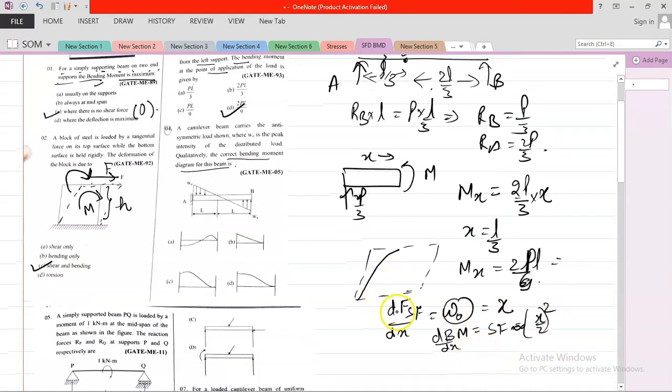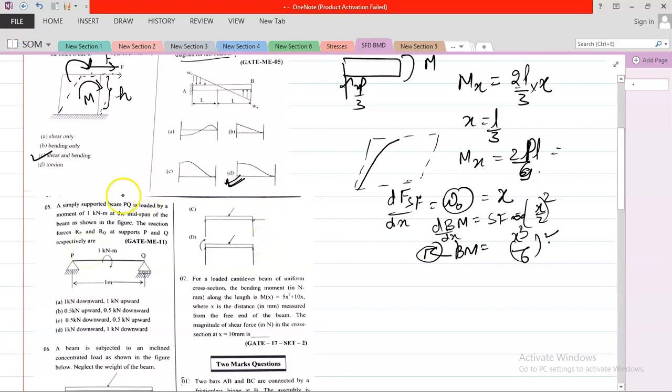Now what is the bending moment? Integrate it again, it will be x cube by 6. So anything representing the x cube format is the value for this. So the option is D. You cannot explain the shape, but anything that represents the x cube format is your bending moment diagram.